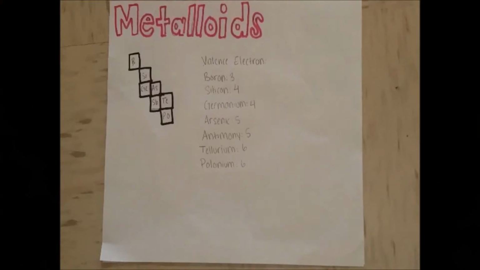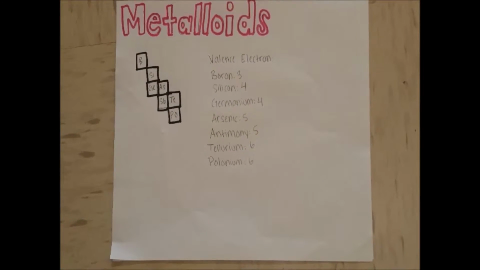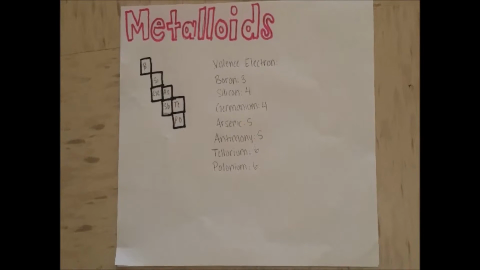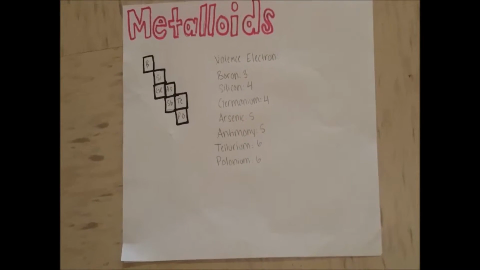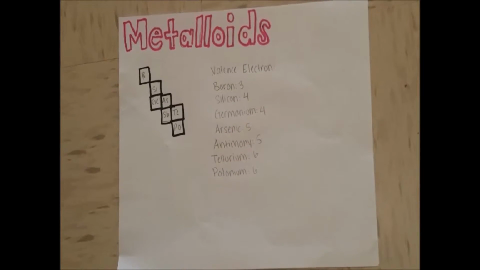Doing a paper slideshow on metalloids. It's located between the other metals and post-transition metals and has valence electrons: 3 for boron, 4 for silicon, 4 for germanium, 5 for arsenic, 5 for antimony, 6 for tellurium, and 6 for polonium.